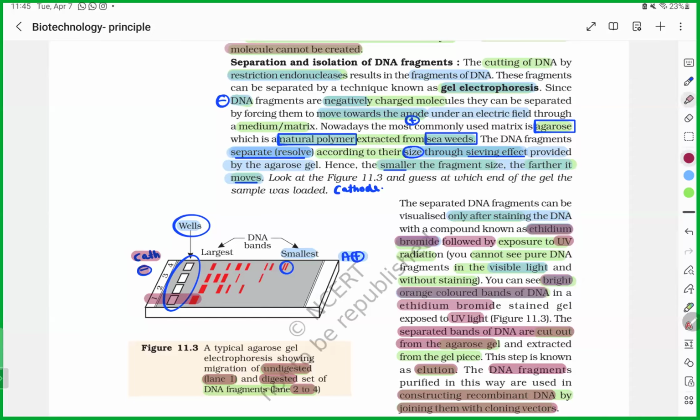Sara. What is the charge on DNA and toward which electrode will it move? The charge on DNA is negative, so it will move toward the anode, sir. Anode. So where do we keep the DNA? Cathode side or anode side? So cathode side.